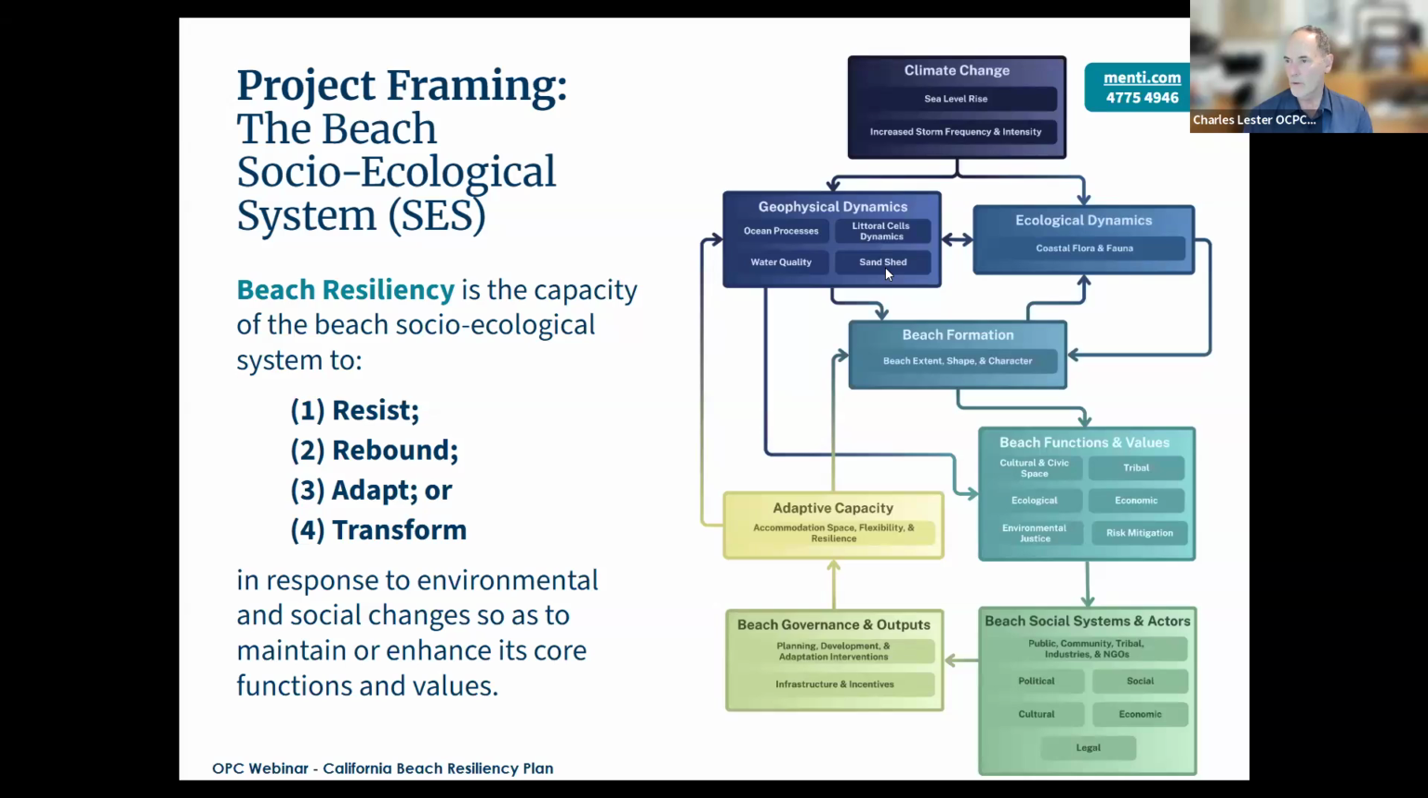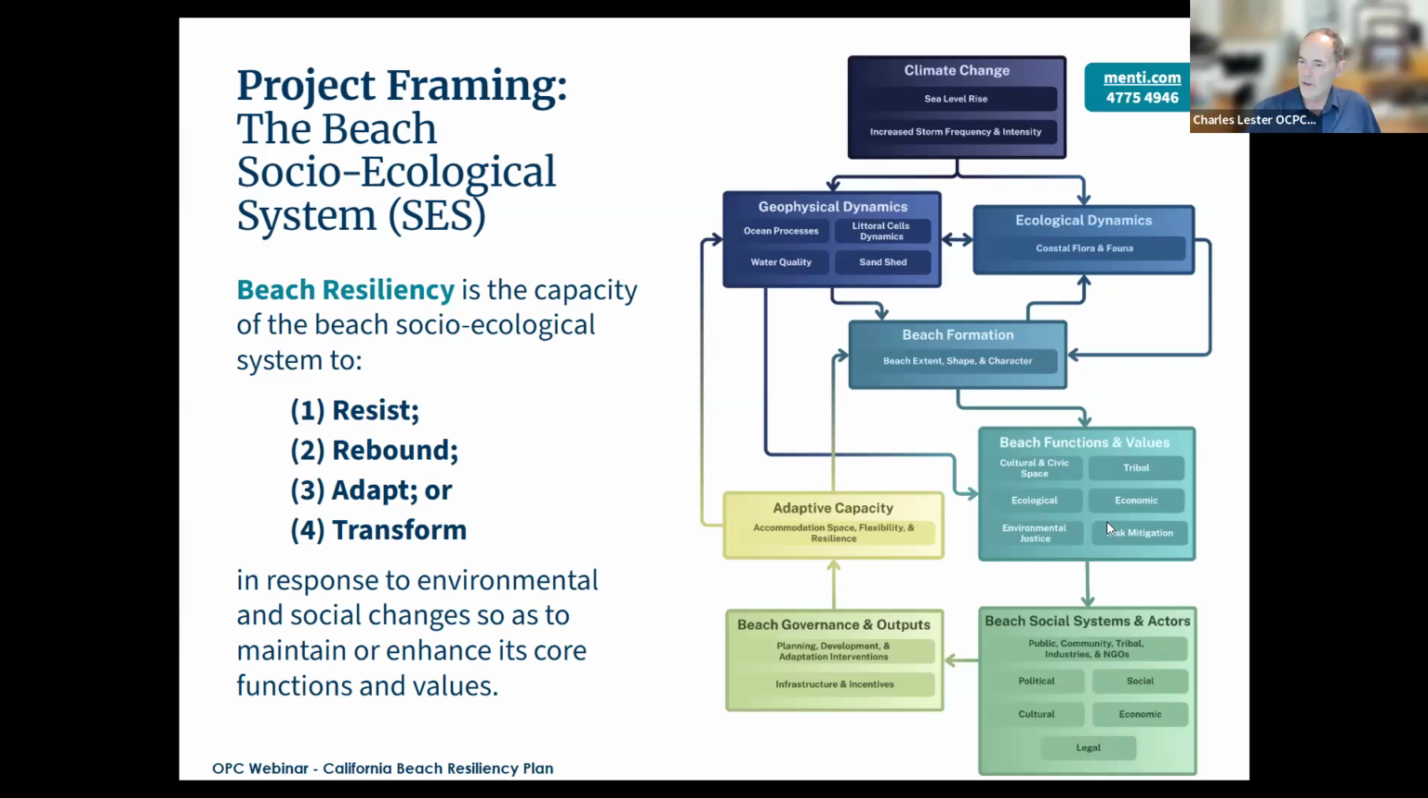Those physical aspects shape the beaches that we see and their distribution, their extent, their character. But we also shape beaches through our social activities and our values and actions. And so we're explicitly recognizing that beaches are social constructions as well as physical things. So understanding that and trying to understand the relationships between these different values and functions.